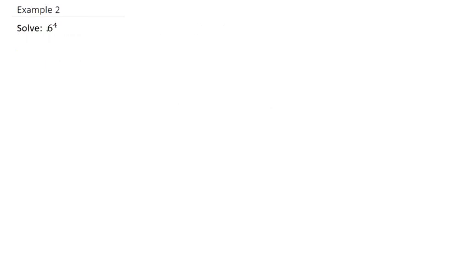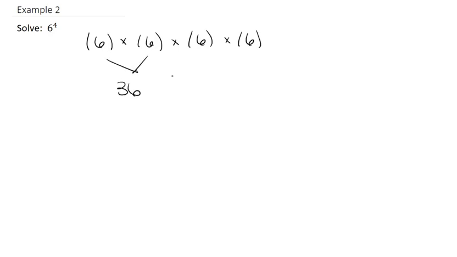Solve for the following: 6 raised to the 4th power. So we have our base number of 6 and our exponent of 4. What this means is that we are multiplying 6 four times, because we have 4 copies of 6 that we multiply together. So 6 times 6 is 36, and then 6 times 6 there is 36. So let's go ahead and multiply 36 times 36 over to the side.